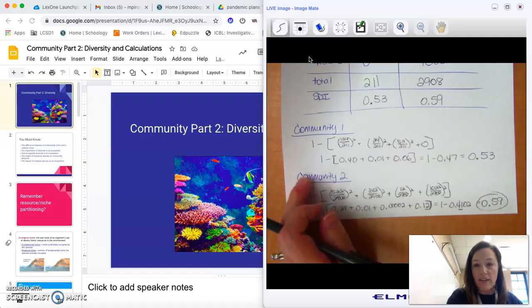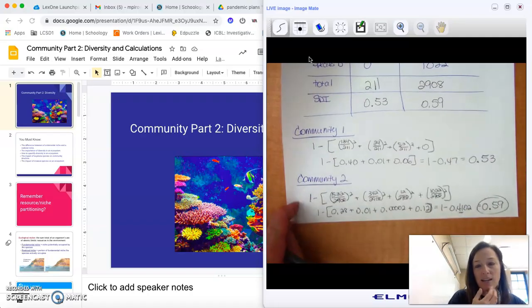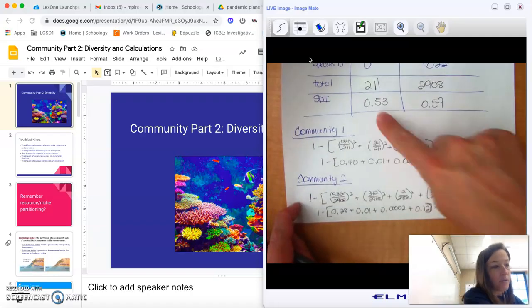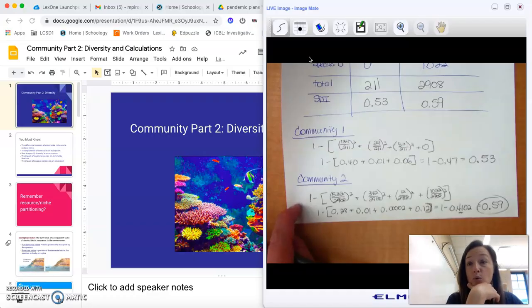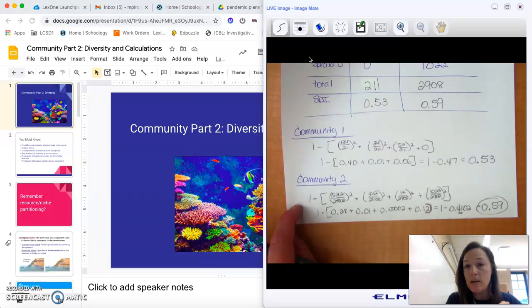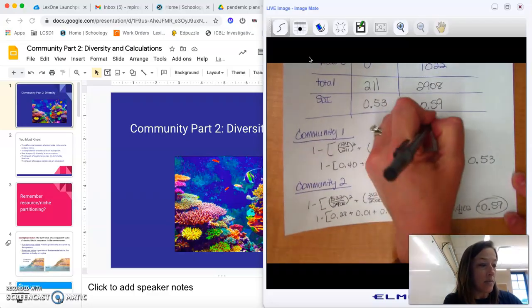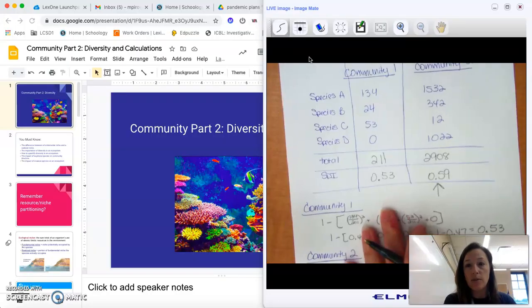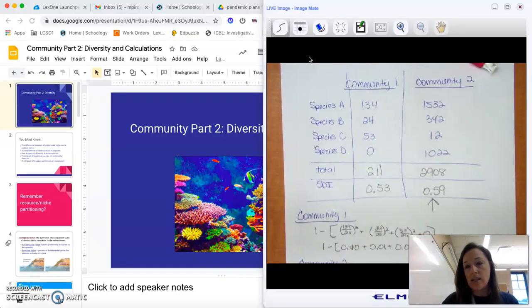I don't know if you can see that under my face. There you go, if you want to pause it and double check. Of 0.53 and 0.59, and that's quantifying it. That's given us a number that tells us how diverse it is. It's always going to be a number between 0 and 1. And so the one with the highest number is the most diverse. And so our community number 2 in this case is the most diverse.